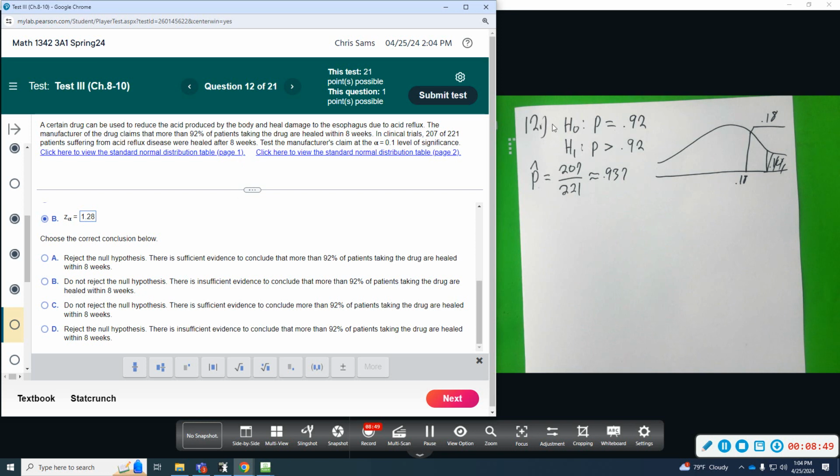So we will fail to reject. There's not enough evidence to support that more than 92%. So based on this sample, 18% of samples will have a mean more than that, if this is the population mean, and we don't have enough information. So we're going to fail, do not reject the null. Insufficient evidence to conclude that more than 92% of patients taking this drug are healed within 8 weeks.